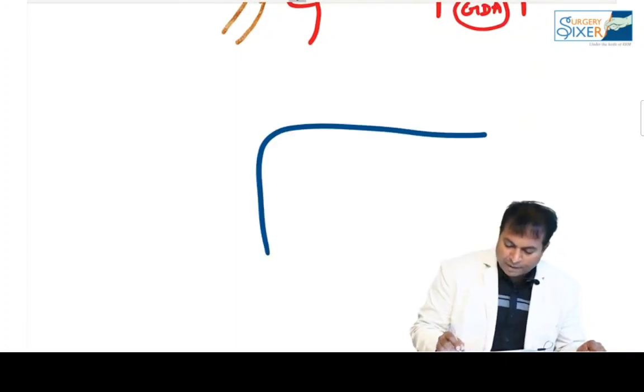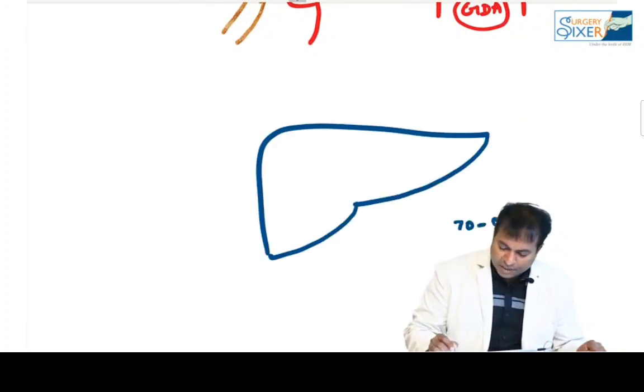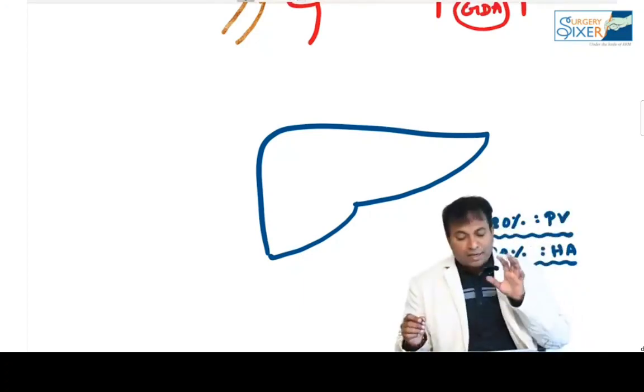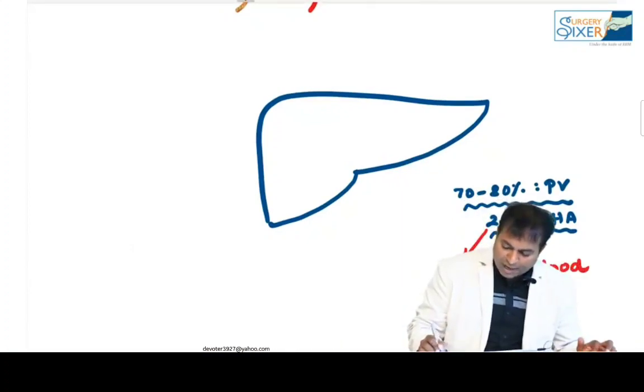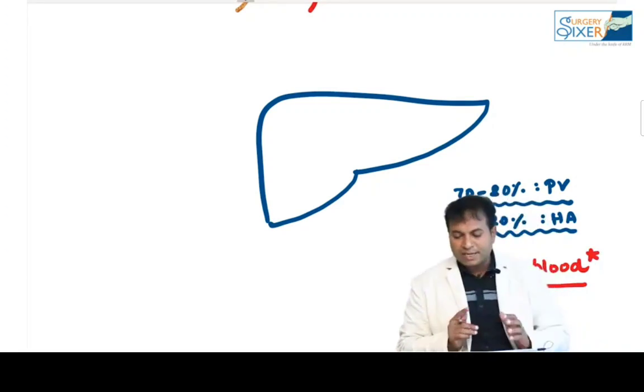In the liver, around 70 to 80% of the blood flow to the liver is through the portal vein. Please don't forget this. Only 20% of the blood flow is through the hepatic artery. But please don't forget, though the hepatic artery is only 20%, the oxygenated blood is through the hepatic artery only.